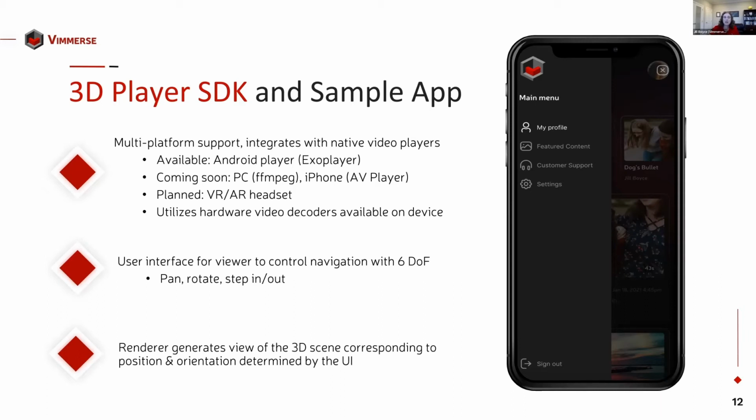And then once that user interface has been set, a module allows you to control the desired view position that the viewer has at an instant. The renderer generates the view of the 3D scene that corresponds to that position and orientation. So it's this novel view generation based on what position the viewer would like to see at that instant.